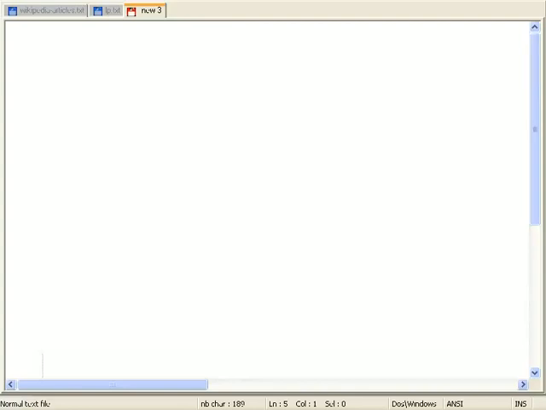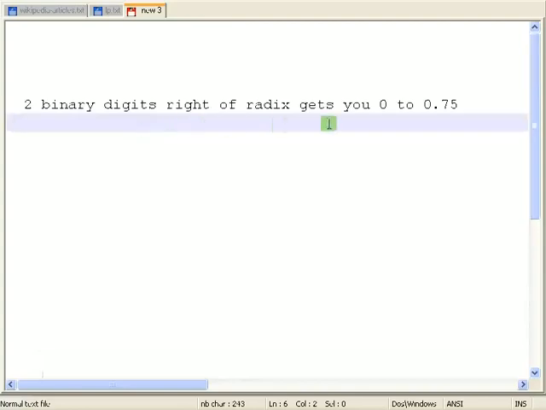Well, in the case of binary, you'll be able to represent the values 0 to as much as 0.75 in decimal. Let's see why this is the case first before we go on.